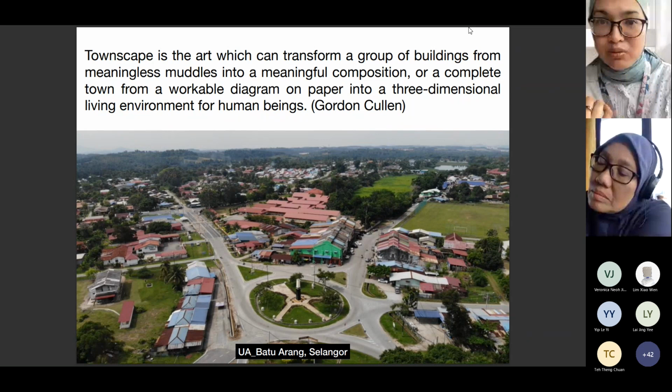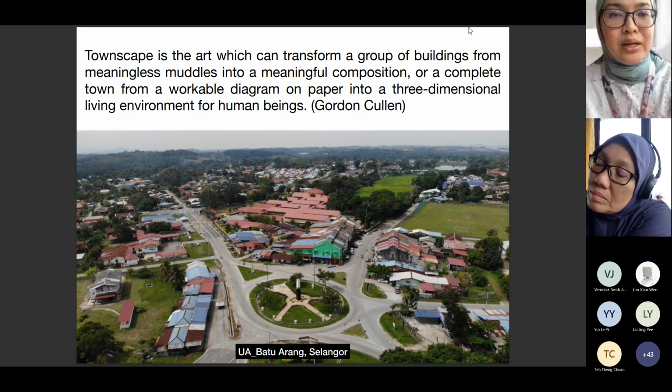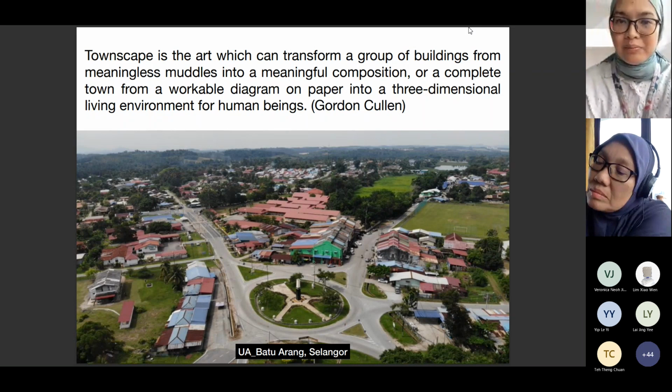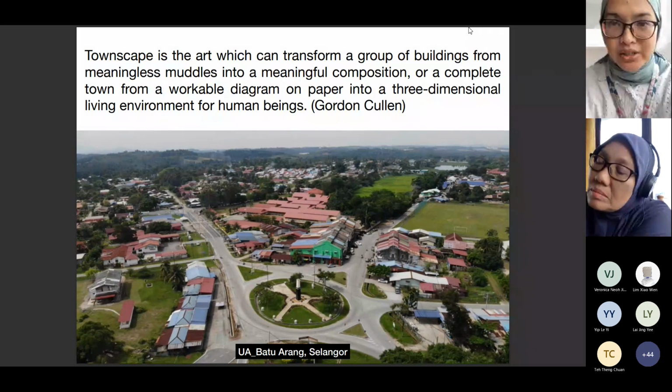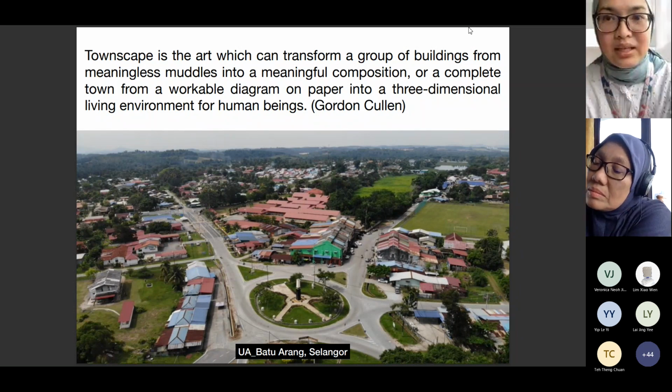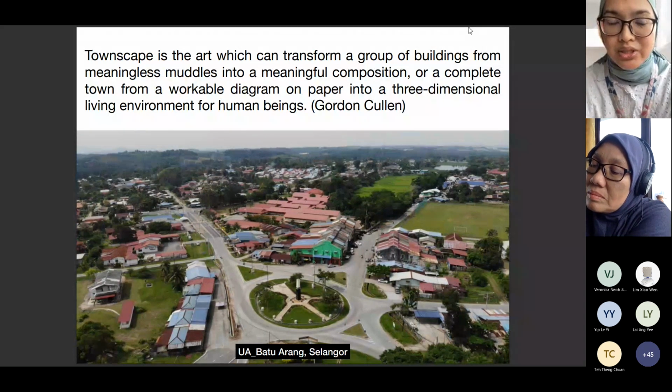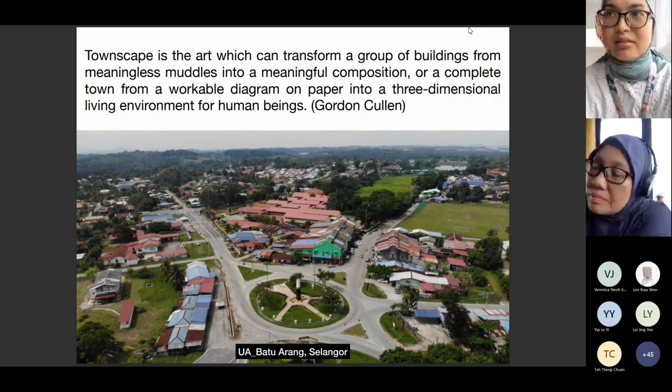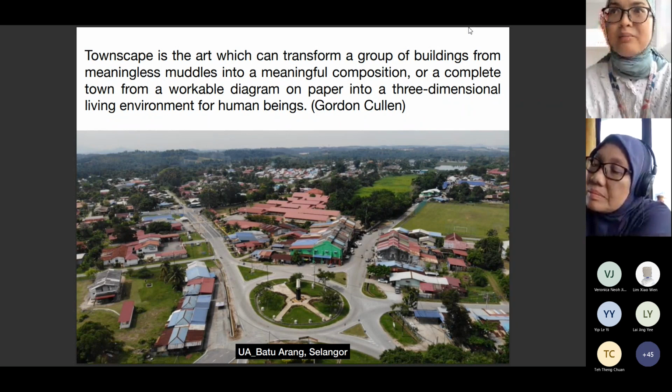So this is a statement from Gordon Cullen. The townscape is the art which can transform a group of buildings from meaningless models into meaningful composition. It transforms a town from a workable diagram on paper into a 3-dimensional living environment for human beings. So that is by Gordon Cullen in his Concise Townscape book.